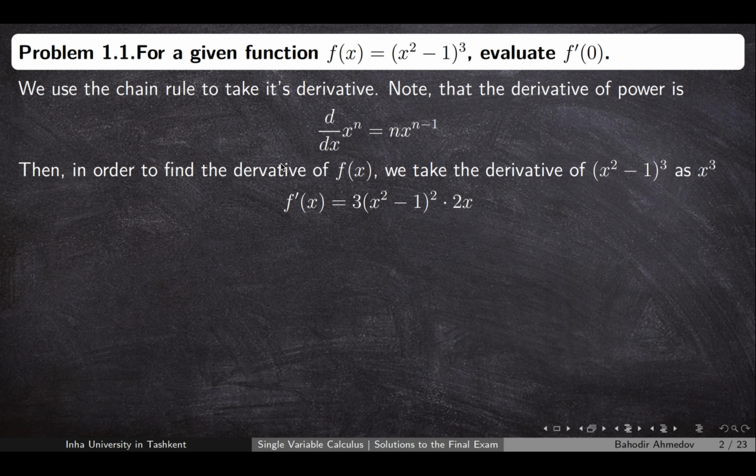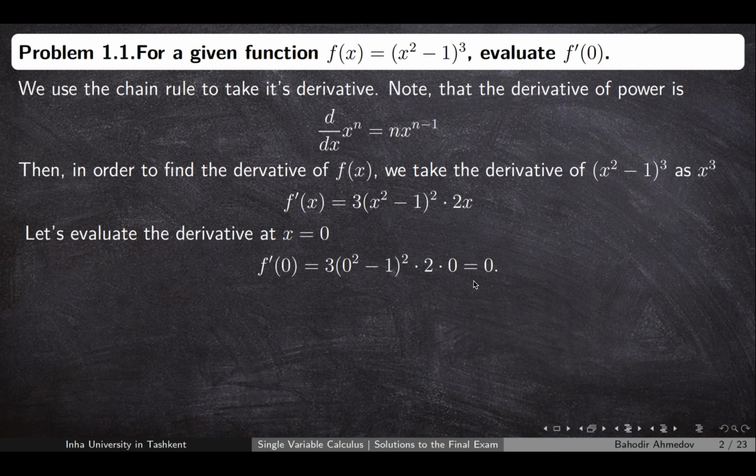Now I've found the derivative of this function. I need to evaluate the derivative of this function at the point 0. So basically, I need to substitute the 0 for all three x's. If I substitute the 0 for all the x's, I'm going to get 0. So the derivative of this function at the point 0 is equal to 0.